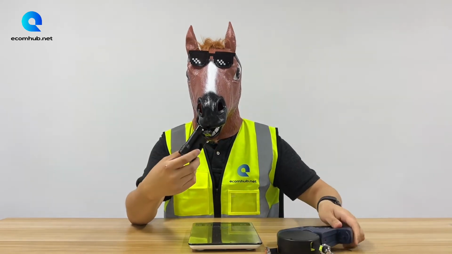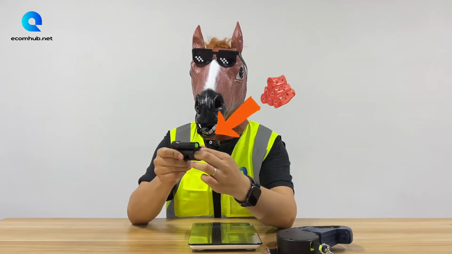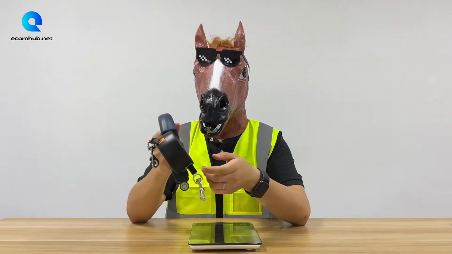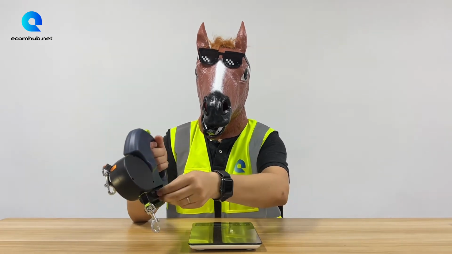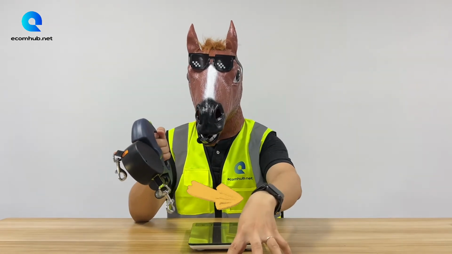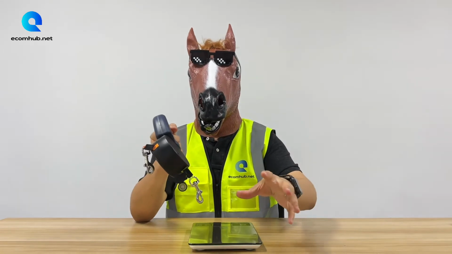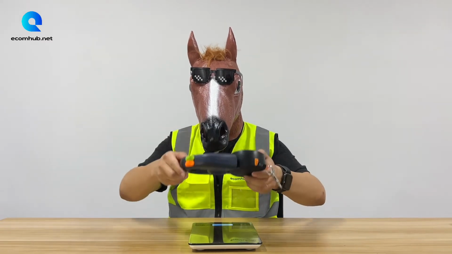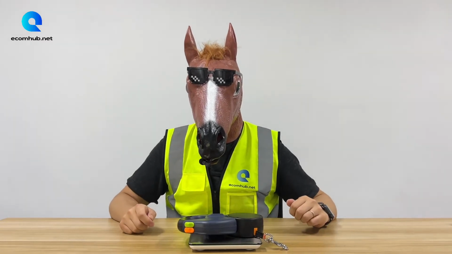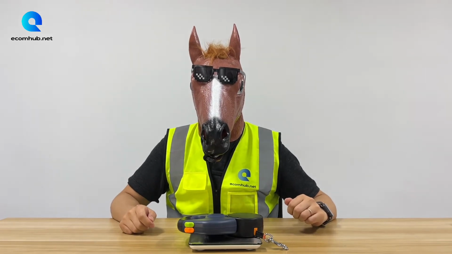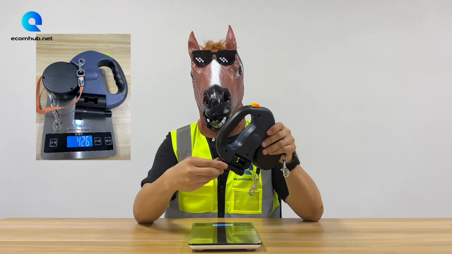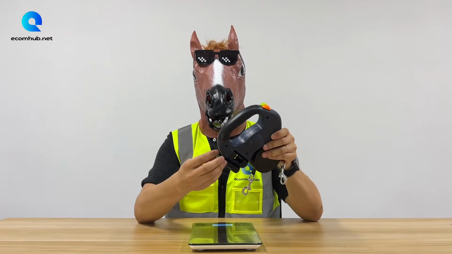So before you walk out, you put a plastic bag roll inside and put it back. So when a dog poops outside, just take the plastic bag out and clean it, throw it in the garbage can. Okay, let's see how much the weight of this product is. This one is around 419 grams. And I will let you know the battery of this flashlight.